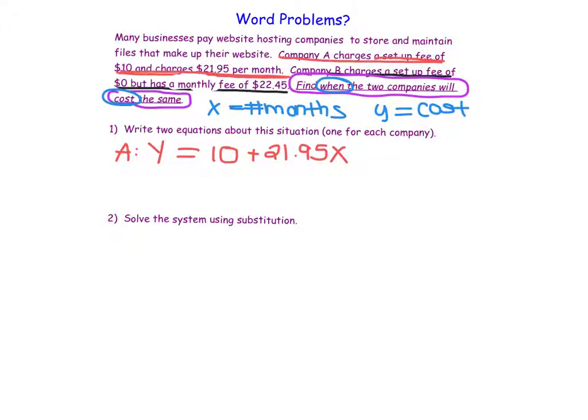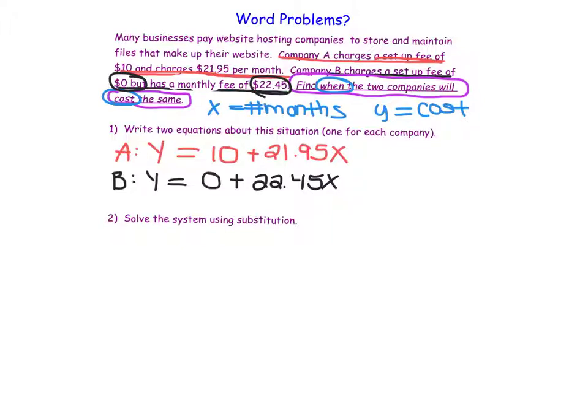Then I need to write an equation for company B. And company B calculates its cost a little bit differently. So here I have cost is equal to a $0 fee up front plus $22.45 per month. So now we have a cost equation for each company.